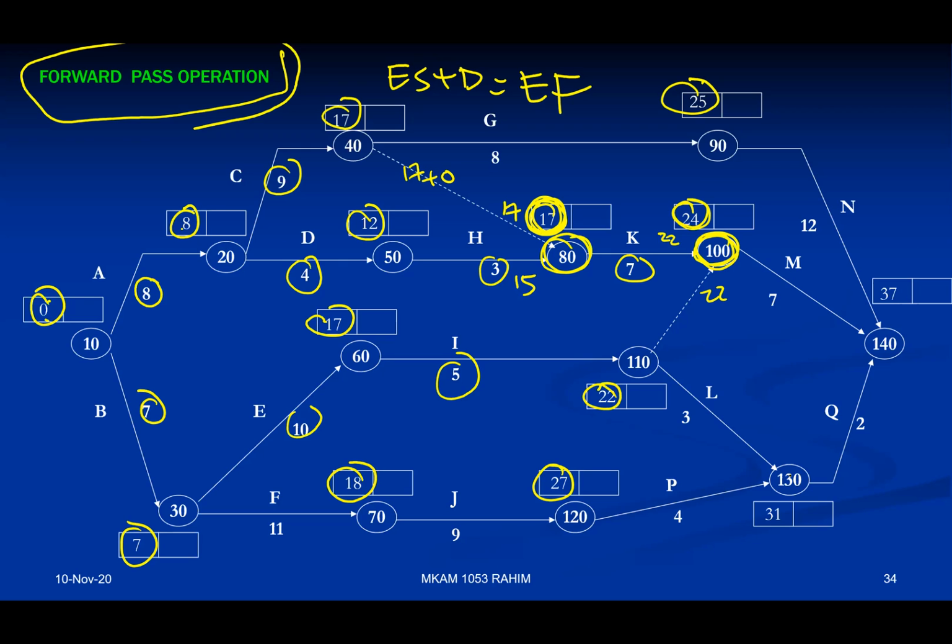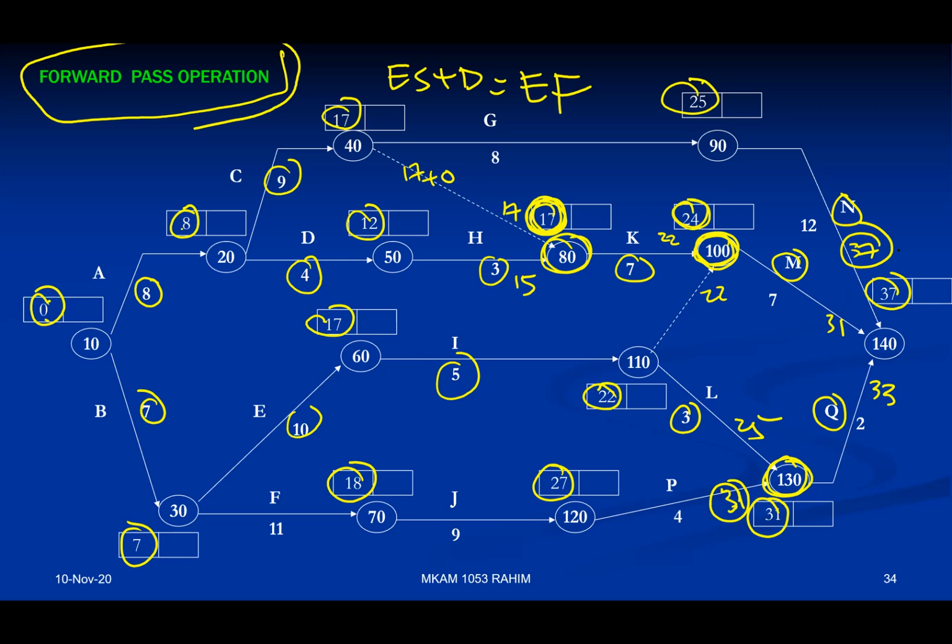All right, then how about the next node? Also two arrows going in. So first, L: 22 plus 3 equals 25. 27 plus 4 equals 31. So the bigger value will be 31 inside here. And lastly, N, M, Q. Three arrows pointing into the last node. Which one is the bigger value? We evaluate each of them. 25 plus 12 equals 37. That would be one solution. 24 plus 7 could be 31, or 31 plus 2 equals 33. So the obvious choice would be 37.